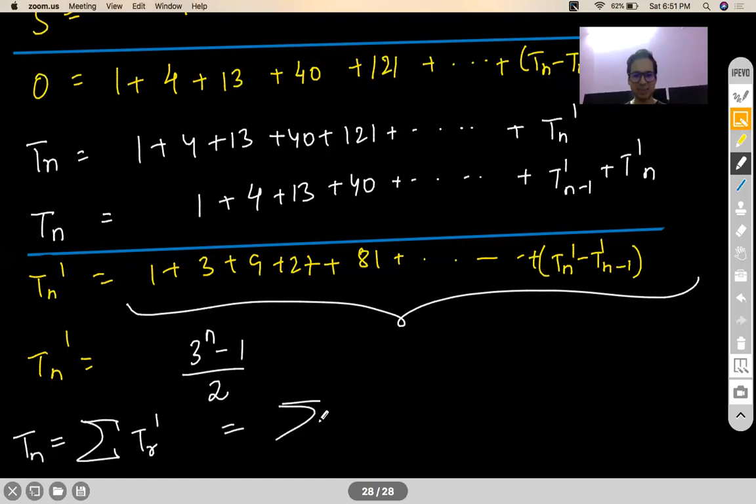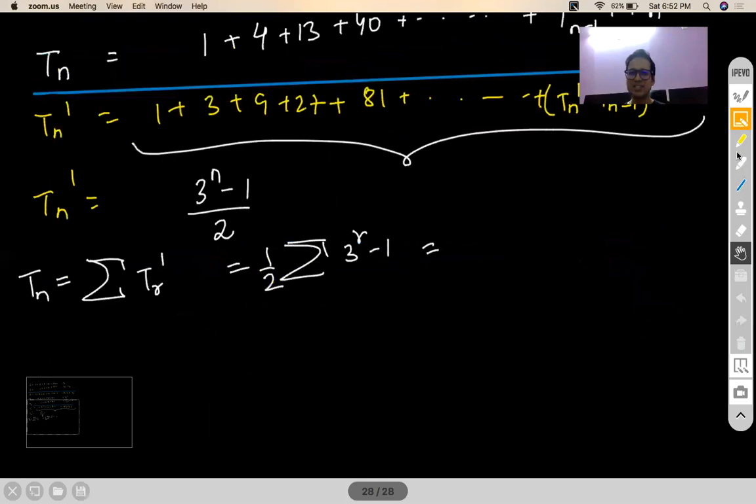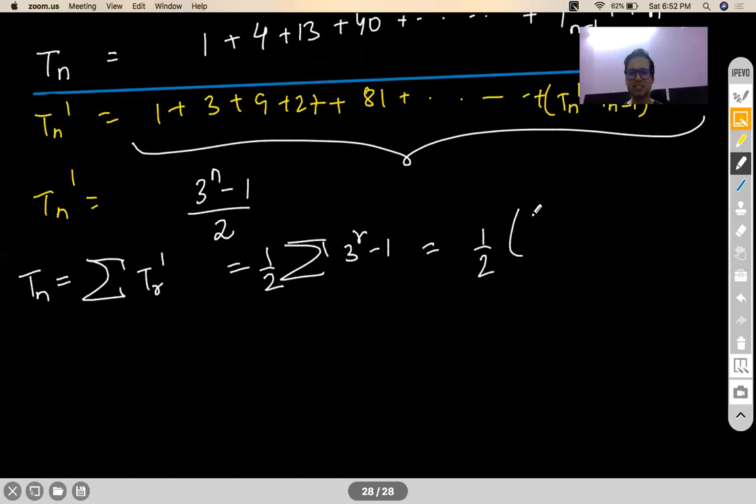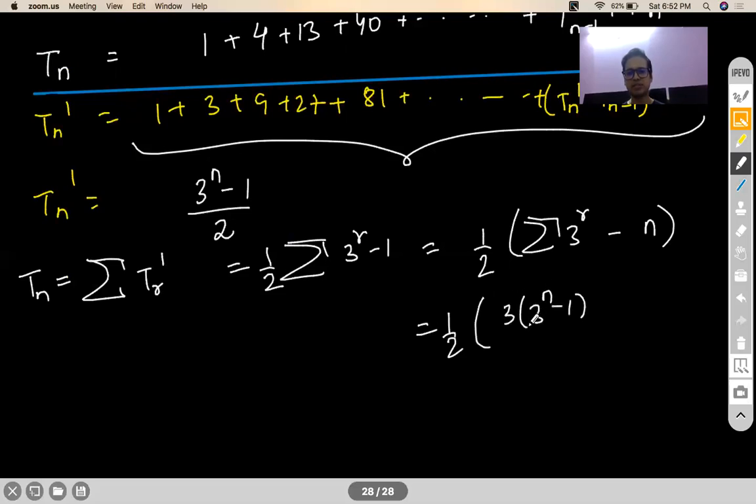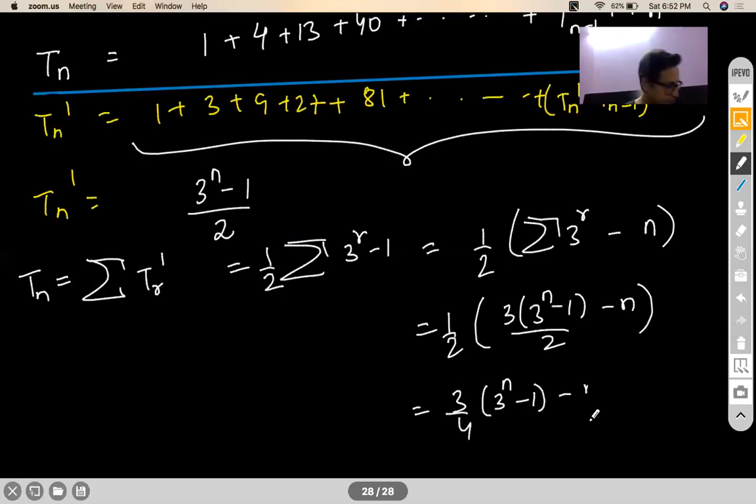That means on summing this up, you are going to end up getting Tn. And again, you have to sum that up. Correct? That will be too long a problem, but let me still complete it so that you get an idea. So this is your Tn, which is summation of this, which is half of summation 3 to the power r minus summation 1, which is n. So half, 3 to the power n minus 1 by 2 minus n. So this gives you 3 by 4, 3 to the power n minus 1, minus n by 2.